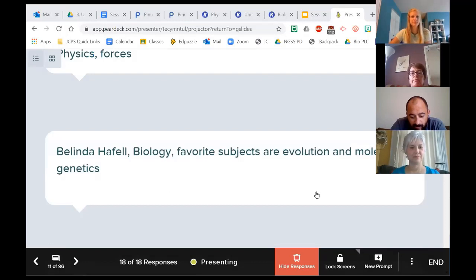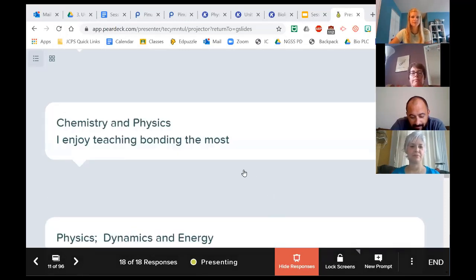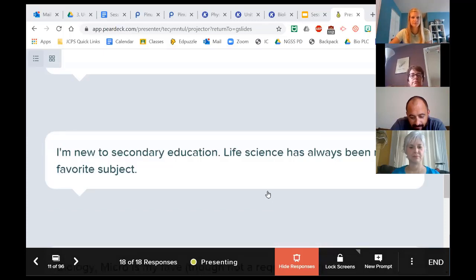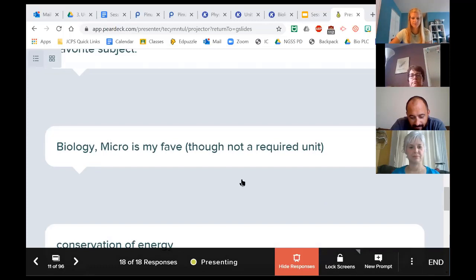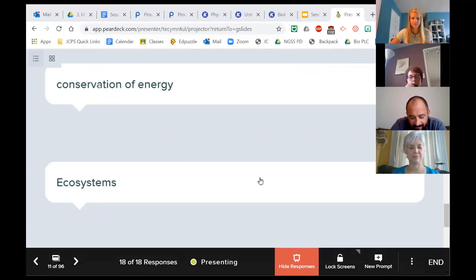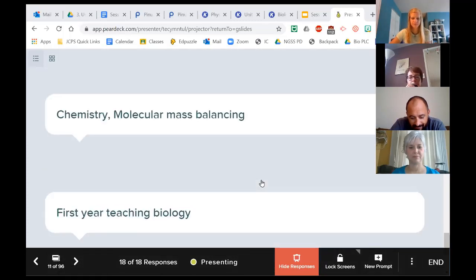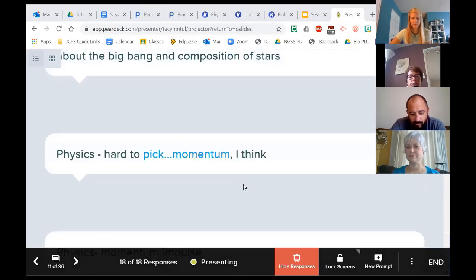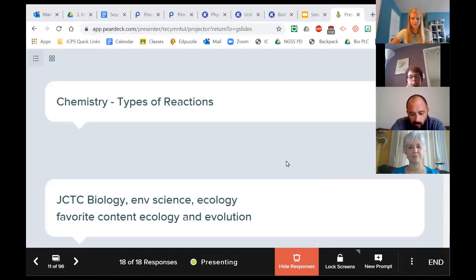Forces. Favorite subjects are evolution and molecular genetics. Chemistry and physics, bonding. Physics, dynamics, and energy. New to secondary education, life science has always been my favorite subject. Biology, micro is my fave, though it's not a required unit, unfortunately. I know, I love to teach it as well. Conservation of energy, ecosystems, physical science waves. Okay, so we all have favorites, which I love. So keep that favorite in mind as we go through this today.